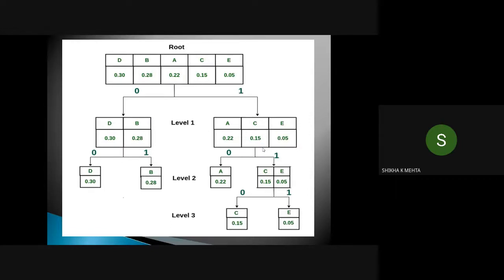So when we are splitting now, since at every level we have zeros and ones, we get the codes for each character by reading from the root through to the leaf node. Here you can see the code for D is 0 0, and the code for B is 0 1.